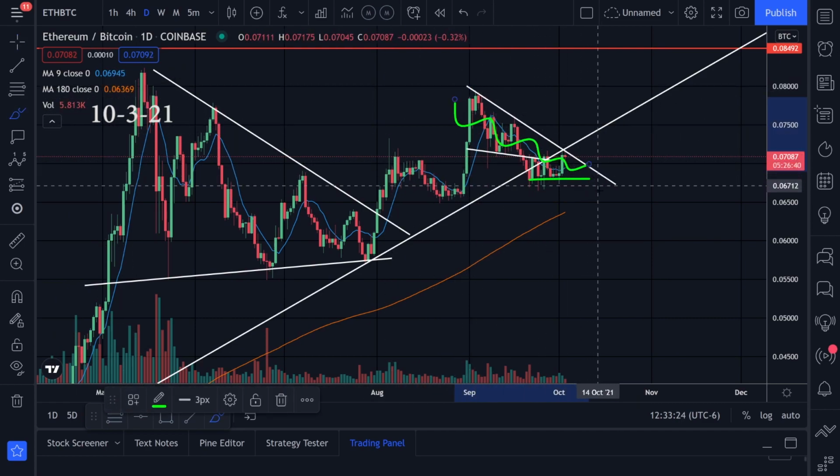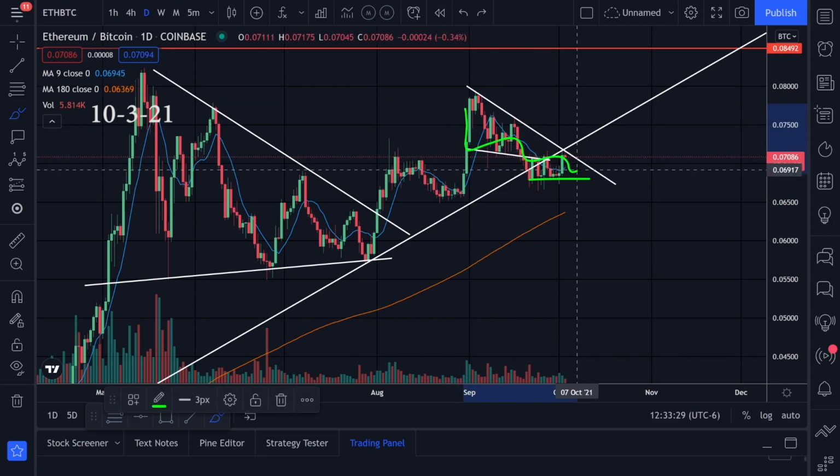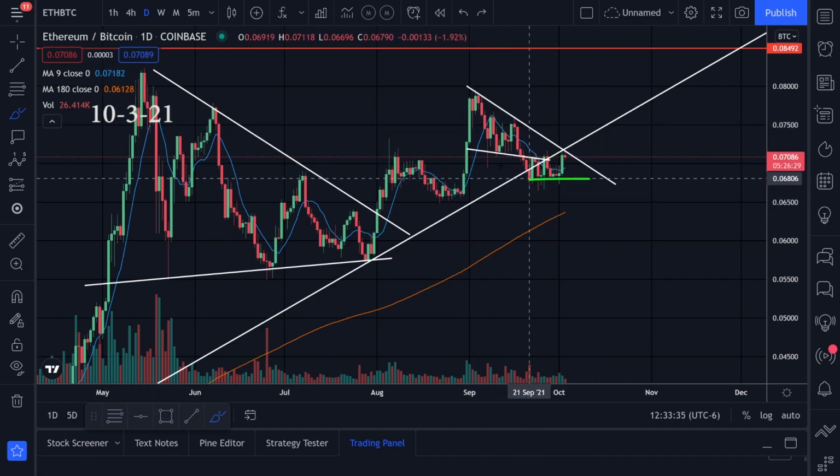We're still in a downtrend. I think in the smaller time frame, Ethereum is in a downtrend compared to Bitcoin for right now. So right now we're still looking at Bitcoin. I think it's going down. We're looking at Bitcoin pretty much.